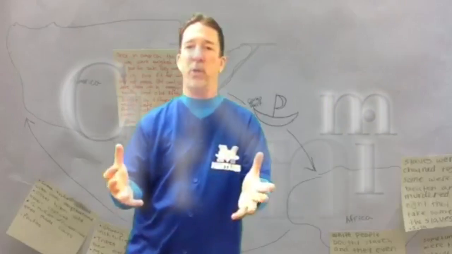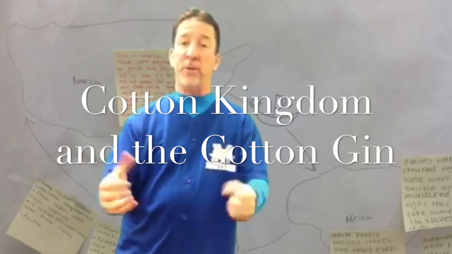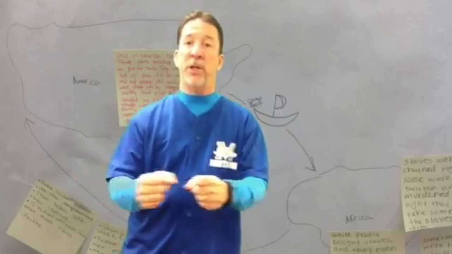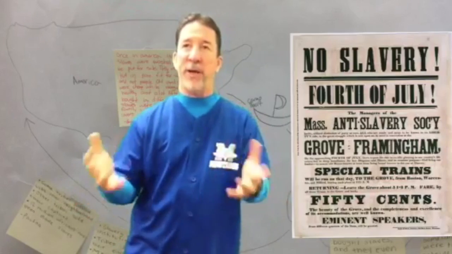Your reading summary. So in your reading summary, you read about the Cotton Kingdom. So we want to focus on why it was called the Cotton Kingdom and what was the big deal with cotton. The invention, the cotton gin. Where did that play in the expansion of slavery and how effective was it?